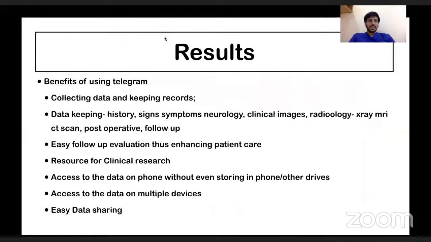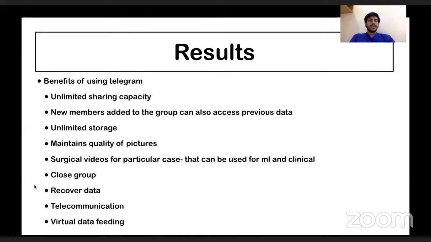In the results, the benefits of using Telegram: collecting data and keeping records, history, signs, symptoms, neurology, clinical images, radiology, X-ray, MRI, CT scan, post-operative and follow-up. Easy follow-up evaluation, thus enhancing patient care, a resource for clinical research, access to the data on phone without even storing in phone or other drives, access on multiple devices, easy data sharing, unlimited sharing capacity. New members added to the group can also access previous data, unlimited storage, maintains quality of pictures, surgical videos for a particular case. It is a closed group, the data can be recovered and can be used for telecommunication and virtual data feeding.